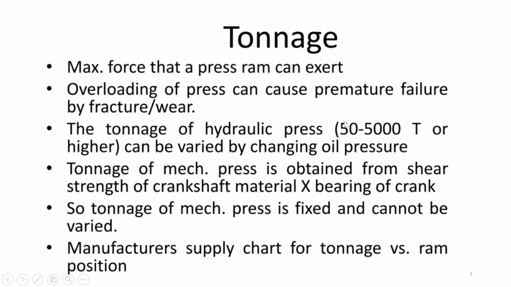Okay, so in case of tonnage, it is the maximum force that a press ram can exert. Overloading of a press can cause premature failure by fracture and wear. The tonnage of a hydraulic press, 50 to 5,000 ton or higher, can be varied by changing oil pressure, and the tonnage of a mechanical press is obtained from the shear strength of the crankshaft material and bearing of the crank. So the tonnage of a mechanical press is fixed and cannot be varied, and manufacturers supply a chart for tonnage versus ram position.